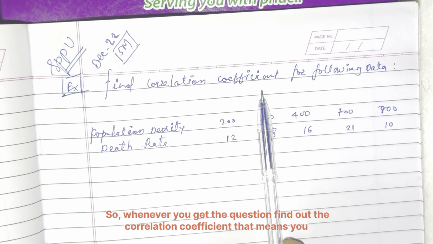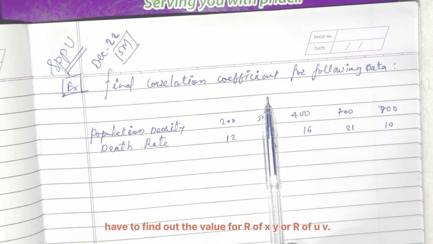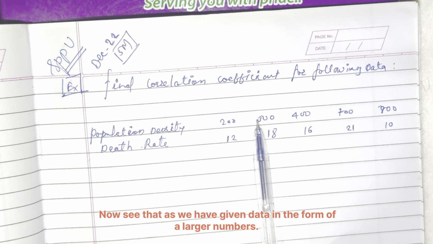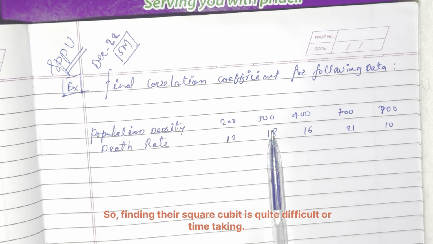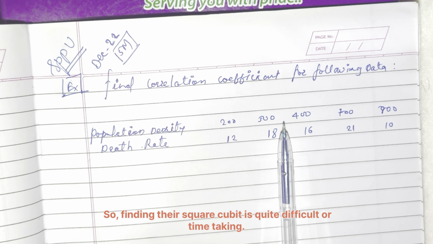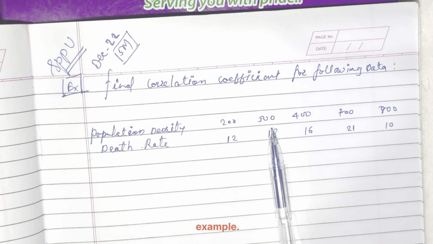Whenever you get the question to find the correlation coefficient, that means you have to find the value of r of xy or r of uv. Now see that the data is given in the form of larger numbers, so finding their squares and cubes is quite difficult and time-consuming. But it is okay. We need to apply the method of step deviation for solving this example.